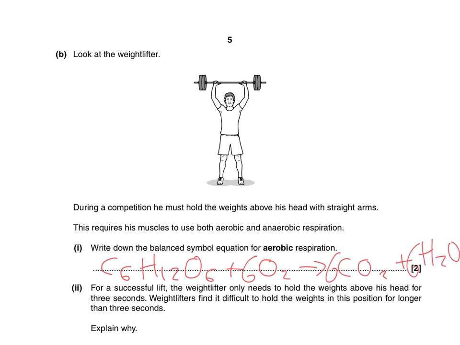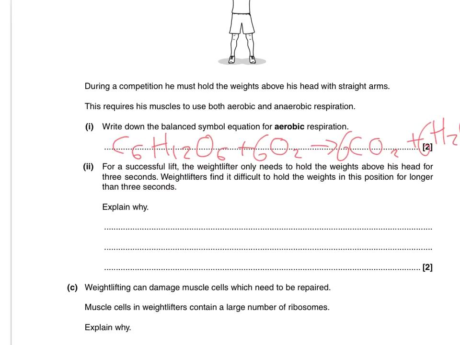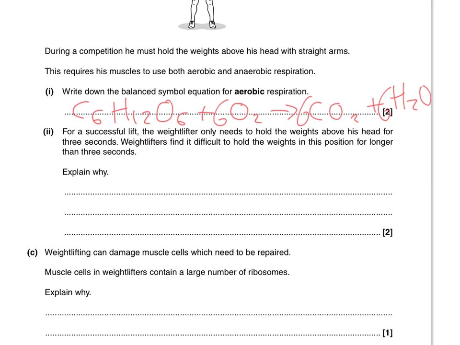2 marks, really easy marks, just from remembering a little bit there, guys, okay? So, here we go. Next part, for a successful lift, the weightlifter only needs to hold the weight above his head for 3 seconds. Weightlifters find it difficult to hold the weight in this position for longer than 3 seconds. Explain why, okay? So the main explanation points that we're thinking about, why is it going to be harder for them to hold the weight over their head for 3 seconds?